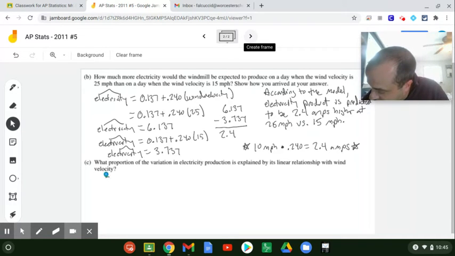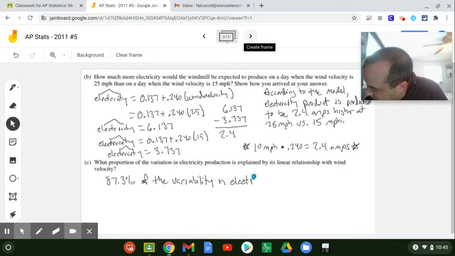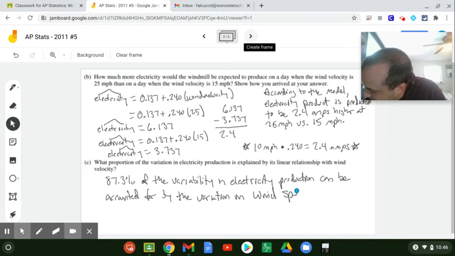So 87.3% of the variability in my response variable, which is electricity production, can be accounted for by the variation in wind speed. So 87.3% of the variability in electricity production can be accounted for by the variation in wind speed. So I hope that video was helpful for you guys there to go over parts A, B, and C.